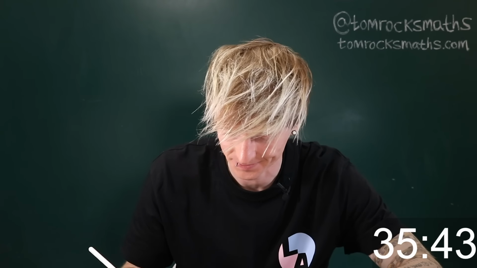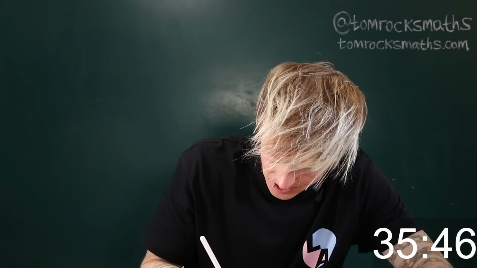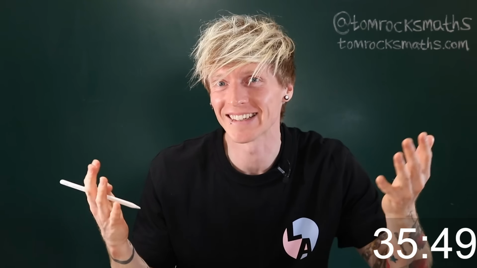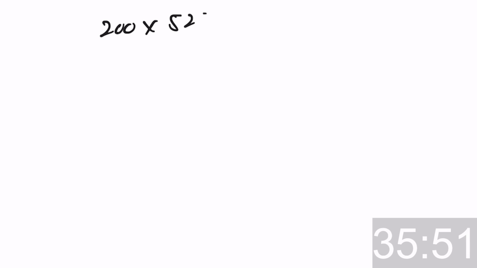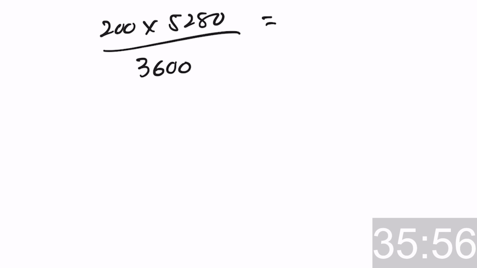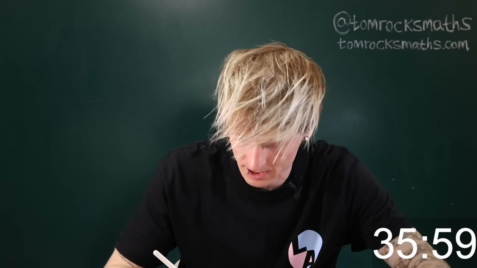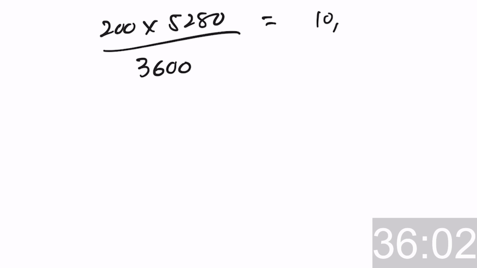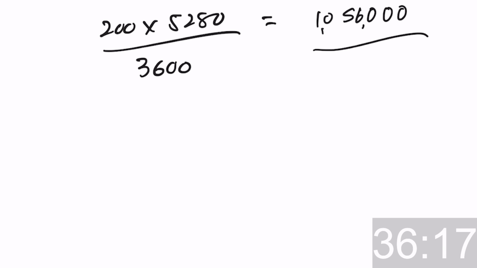Right, I'm going to write on the next page. So 200, I did so well without the calculator. 200 times 5,280 over 3,600. Okay, so work this out. So 2 lots of the 5,280 gives me 10,560, and then we get 2 more zeros. Okay, so that's 1,056,000 feet per hour. So then divide by 3,600.